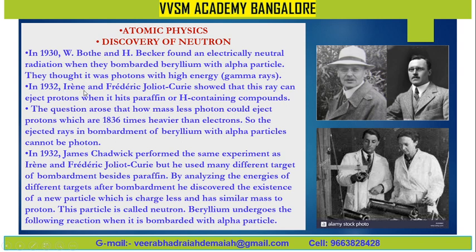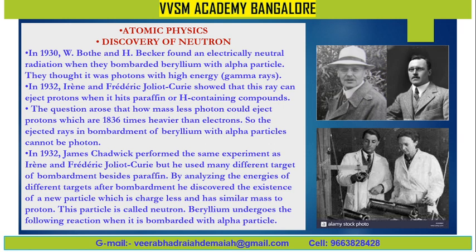In 1932, gamma rays means immediately you should think of radioactivity, my dear friends. Radioactivity. In 1932, Irene and Frederic Joliot-Curie showed that this ray can eject protons when it hits paraffin or hydrogen-containing compounds. The question arose: how could massless photons eject protons, which are 1836 times heavier than electrons? So the rays ejected in the bombardment of beryllium with alpha particles cannot be photons.